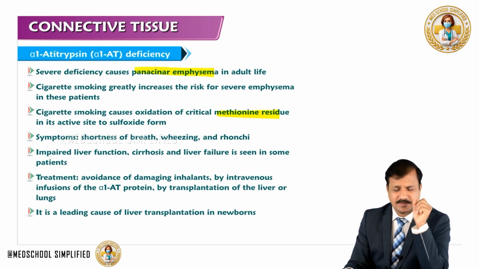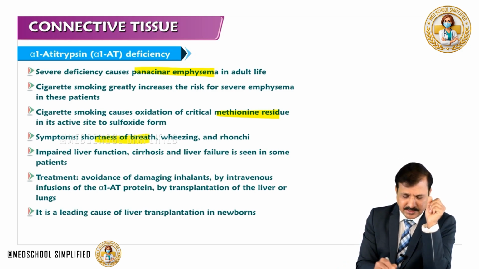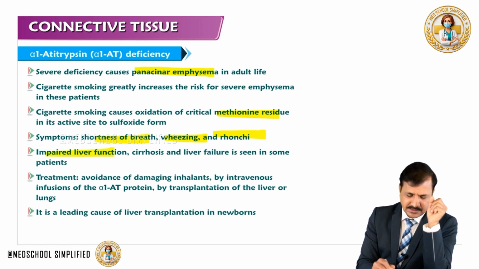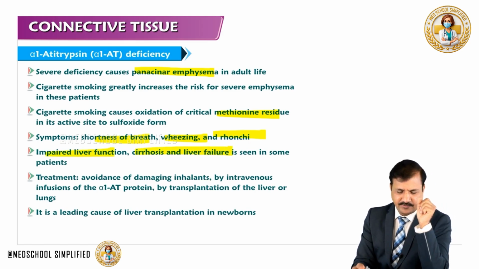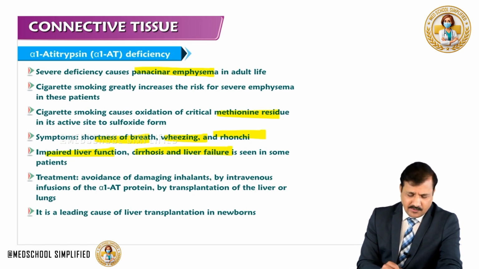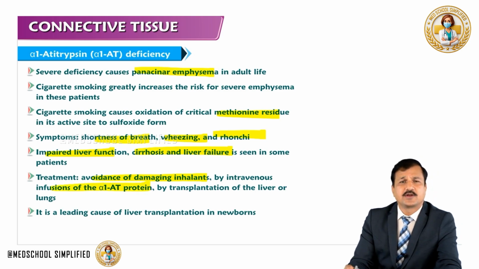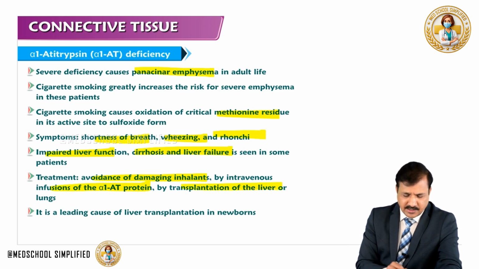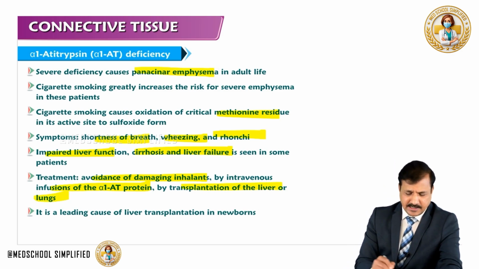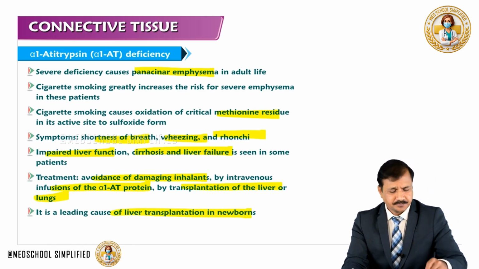So what are all the signs and symptoms we see here? Shortness of breath, wheezing or rhonchi, and impaired liver function can be seen, which can lead to cirrhosis, and liver failure is seen in some patients. Treatment includes avoidance of damaging inhalants, intravenous infusion of alpha-1 antitrypsin protein, and transplantation of liver and lungs is also considered. Also note that it is the leading genetic cause of liver transplantation in newborns.